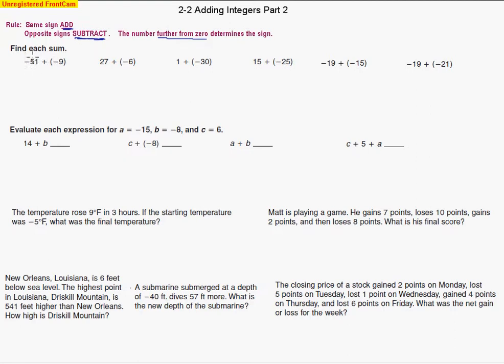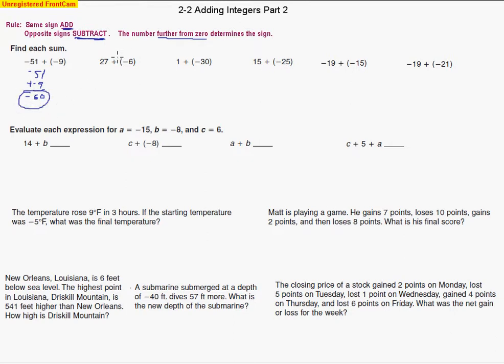Negative 51, and we are adding negative 9. Notice that we're going further in the negative direction. So we end up having to add these two numbers because they are the same sign. So when we add that, we end up at 60. And so is it a positive or negative? Well, we're going further in the negative direction. So since they're the same sign, we continue keeping that sign, so we have negative 60.